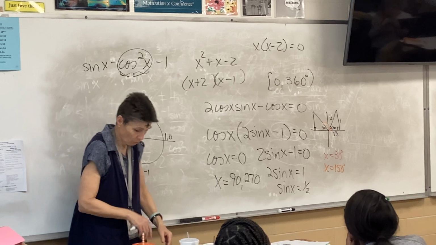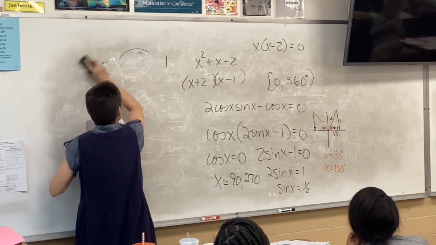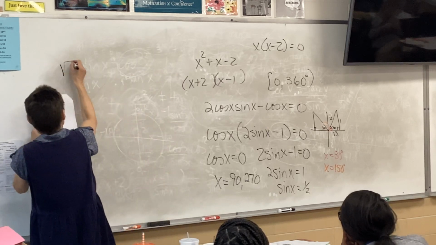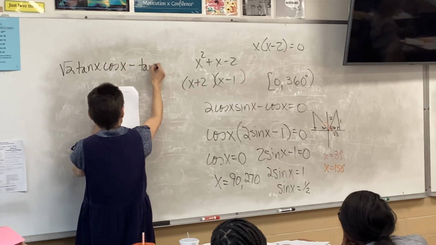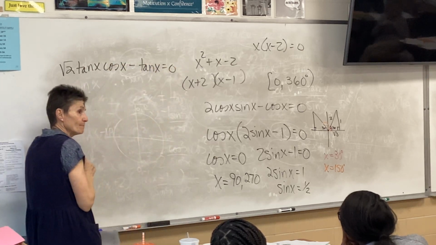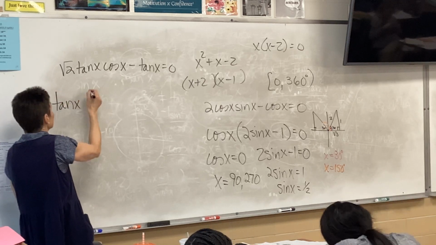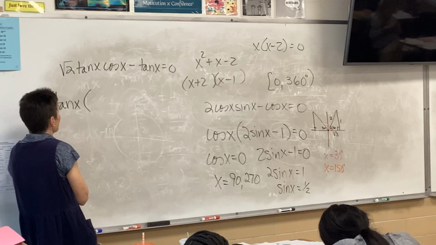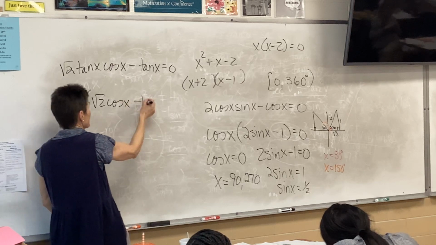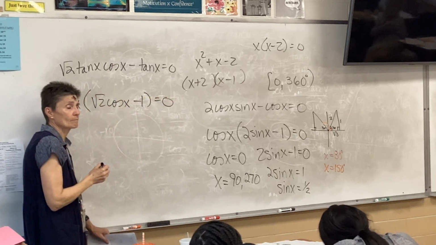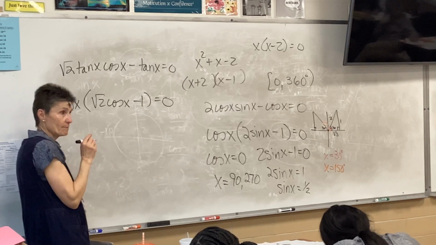All right, one more, and then we'll call it a day. This one looks very, very similar. Doesn't it? Yeah. What are you gonna do? Take out a tangent. So if we take out a tangent, we have root 2 cosine minus 1. Yeah. What do you do next? Set them each equal to 0.